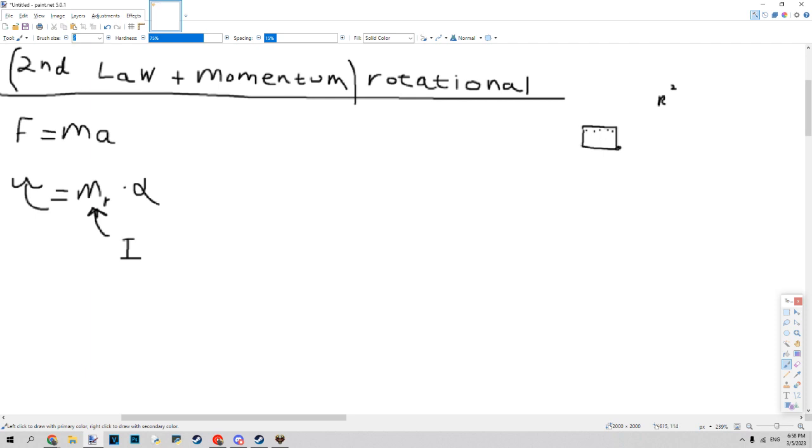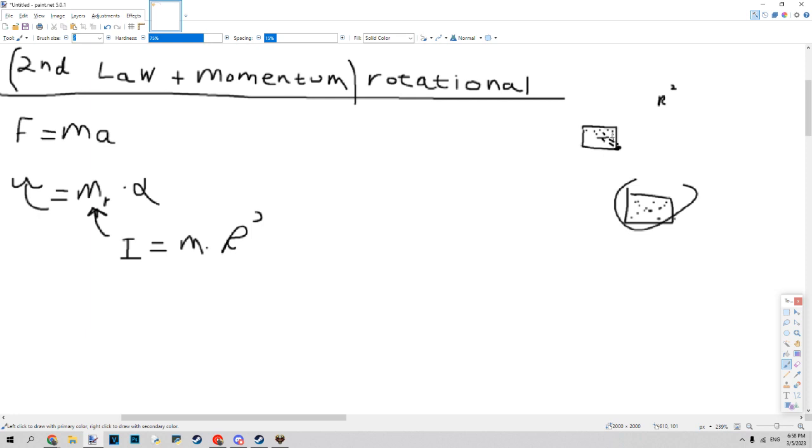So if it's rotating about a point here, it would be whatever this distance is, this distance, this distance, and so on. If instead you had a square with an axis of rotation in its middle, it would be all the particles, and then this distance, all that good stuff. And so I equals the mass times the radius squared. So that's a general equation for I.